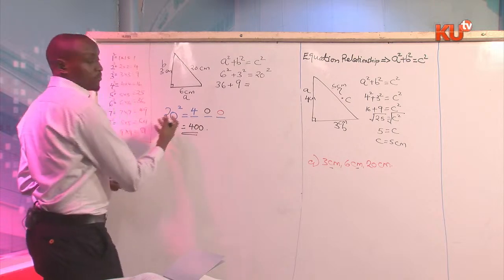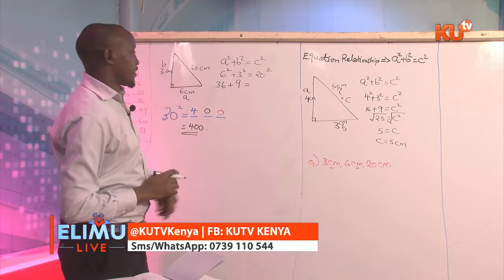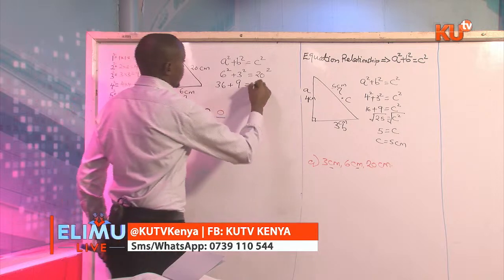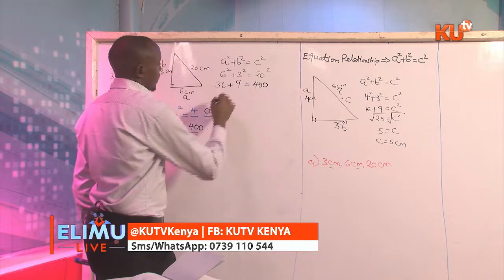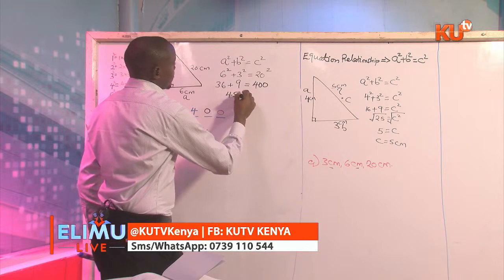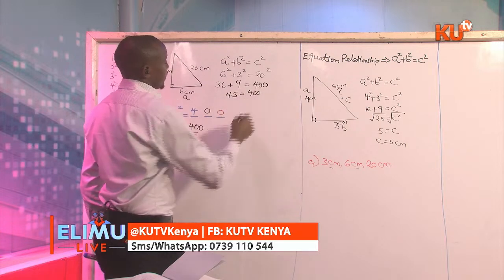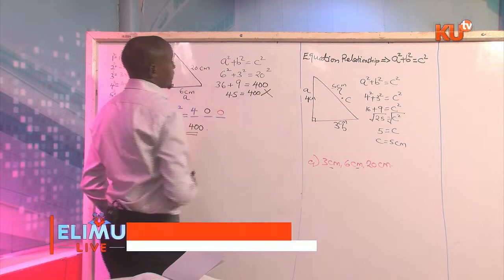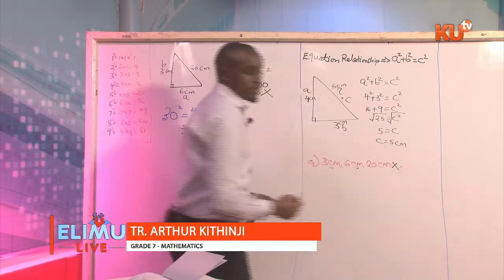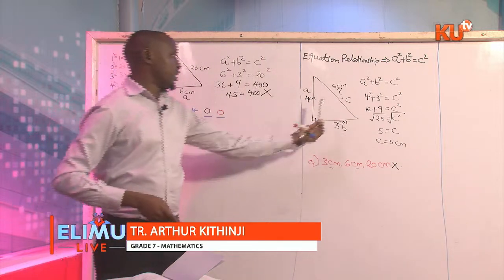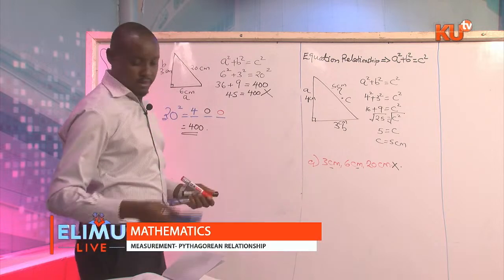We shall get to explore more of these examples as we continue doing these squares of the sides, which means this is 400. 36 plus 9 is 45, which means that 45 is not equal to 400. Therefore, this is not a right-angled triangle. So A does not have the qualities we have seen from the Pythagorean relationship. Let's look at our exercise again and pick another example.